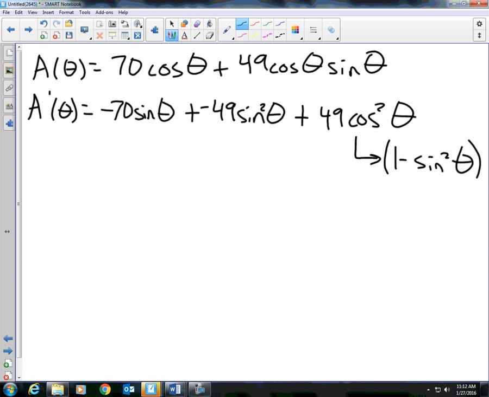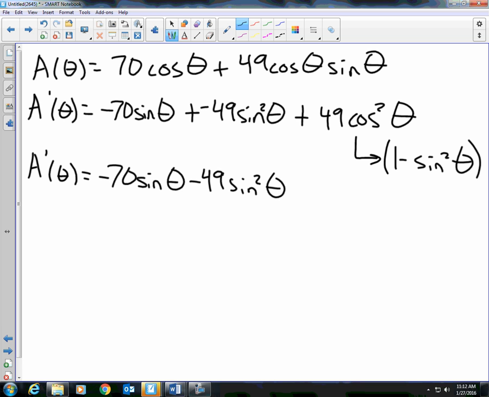Do you see it? Okay, so A prime of theta is equal to negative 70 sine minus 49 sine squared plus, I have to distribute the 49, I get 49 minus 49 sine squared of theta. Oh, I said A prime. We haven't taken a derivative. Oh, yeah, we did. We took the derivative, right?